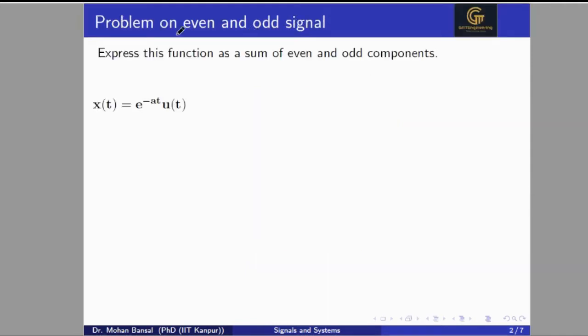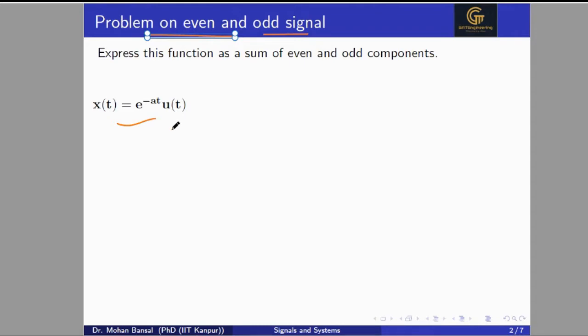In this video, we will solve some problems on even and odd signals. We will find the even component and odd component from a neither even nor odd signal. So here we have a signal which is neither even nor odd. We will have to find the even and odd components of the signal.